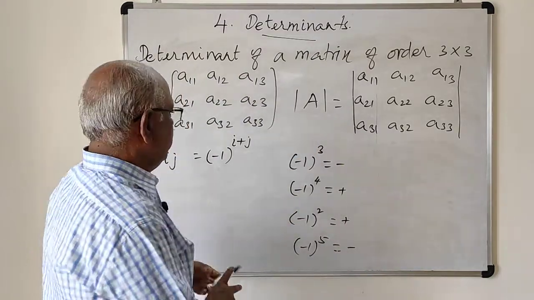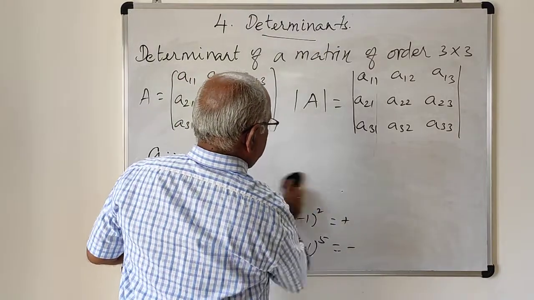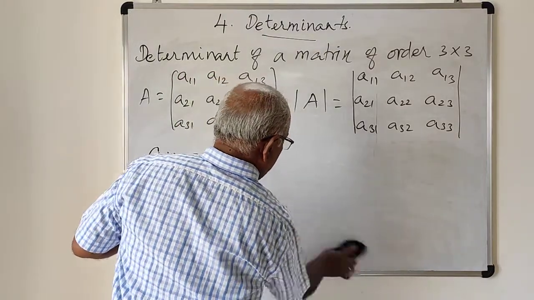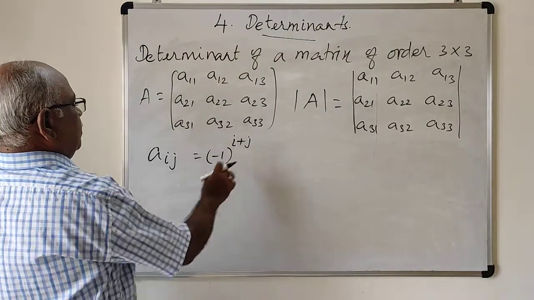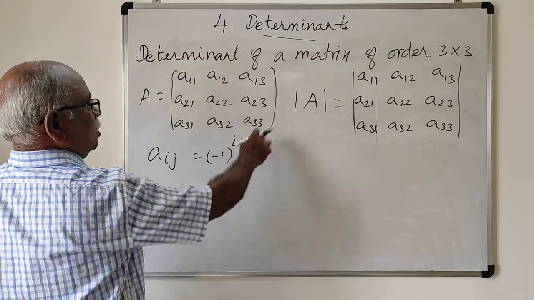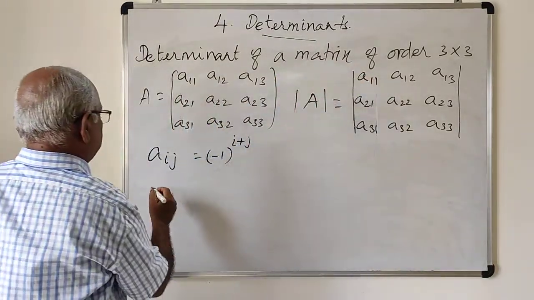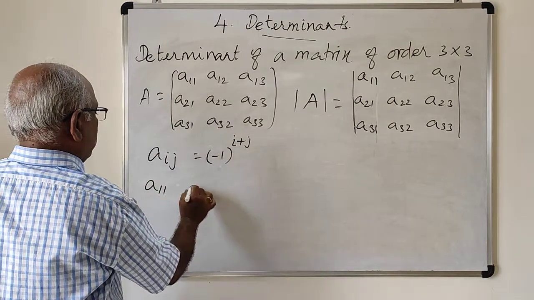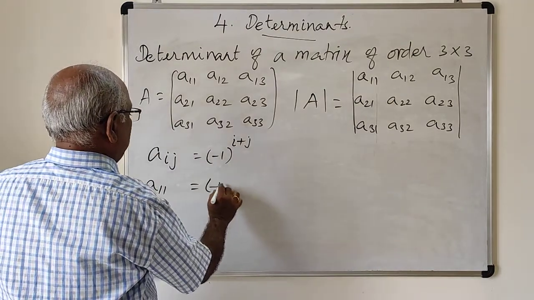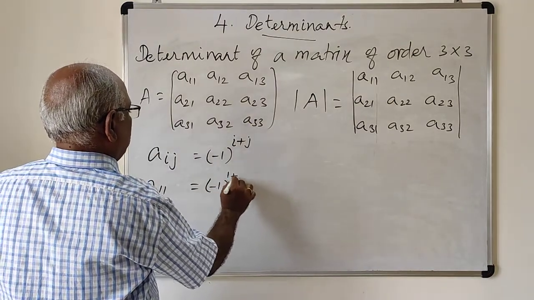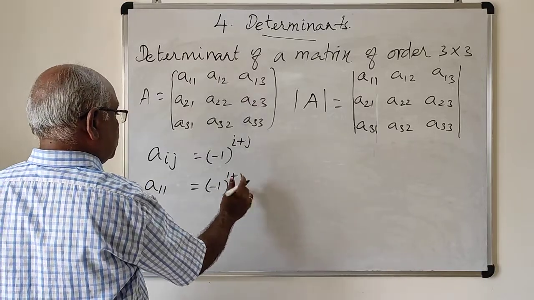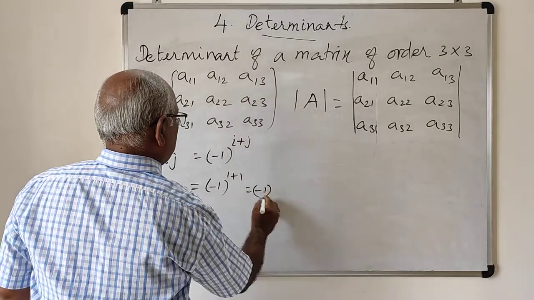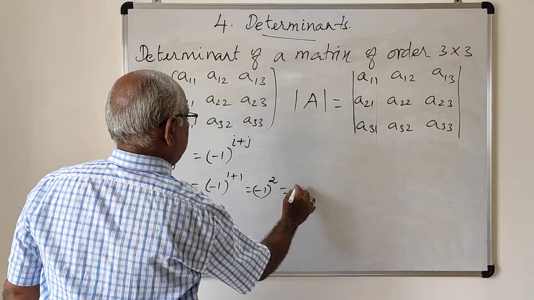We will see one by one. For the ith row jth column element, you don't know what i and j are, but minus 1 power i plus j is the rule. First element A11: the sign of the A11 element is minus 1 power 1 plus 1. Minus 1 power 1 plus 1 is minus 1 power 2, even. Therefore, it is a plus symbol.